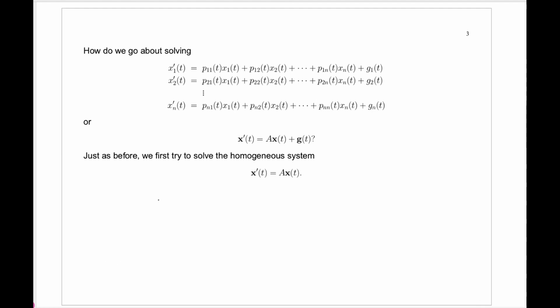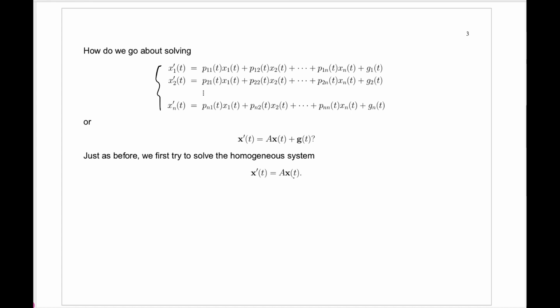How do we go about solving such a system? Well, remember, we can write this system in this form: x prime of t is A x of t plus g of t. And just as we did if these weren't vector functions but just individual functions, we're going to look at solving the homogeneous system first.